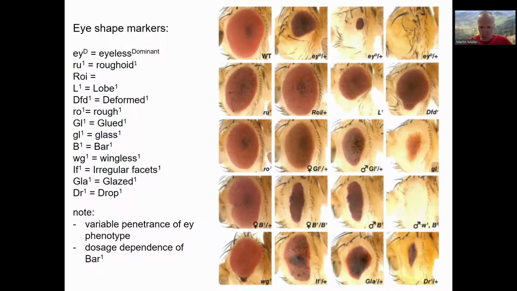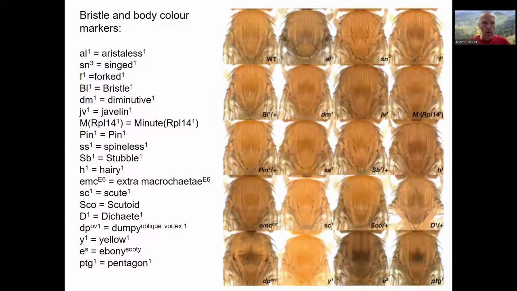Some of them are regularly used to trace chromosomes in crosses, like irregular facets here, or glazed or drop. So these are all mutations in different genes, giving rise to relatively similar phenotypes. Then bristle and body color markers. Maybe we start out with the body color. Up here, the wild type situation, brownish, yellowish color of the body.